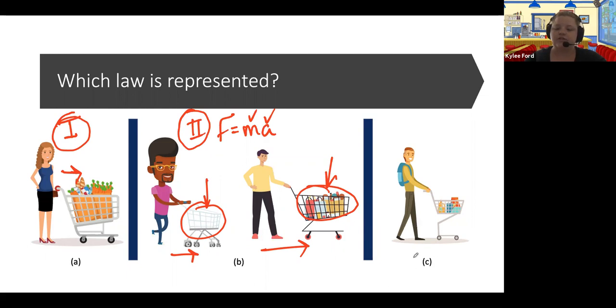Now, our third scenario here, scenario C, we have a guy actively pushing a cart. There's only one law left, so we can probably, with an educated guess, say that this is going to be our third law of motion. Again, that states for every action, or the guy pushing on the cart, there's an equal and opposite reaction, the cart pushing back on him. So hopefully this gives you a little bit of insight into this.